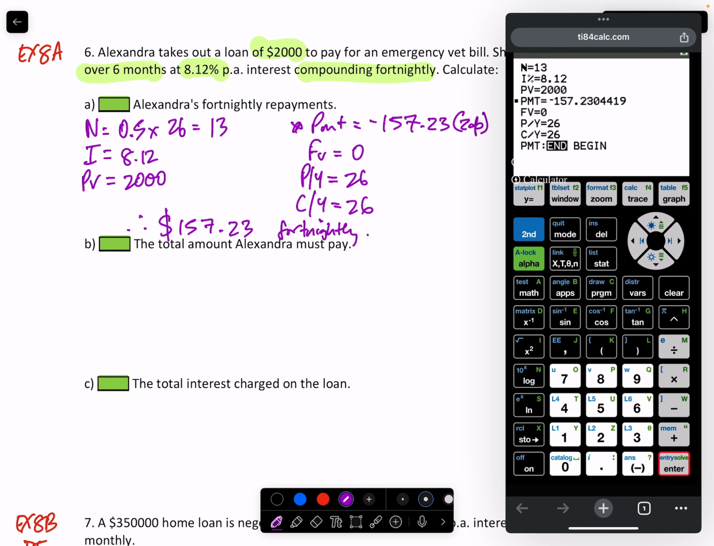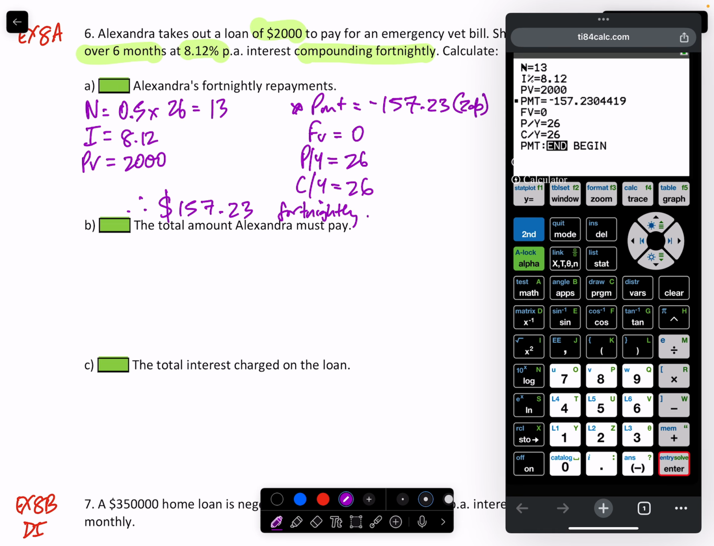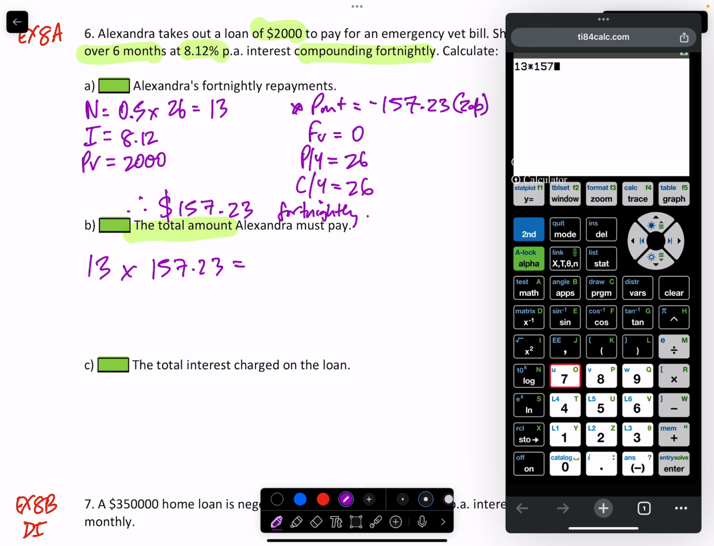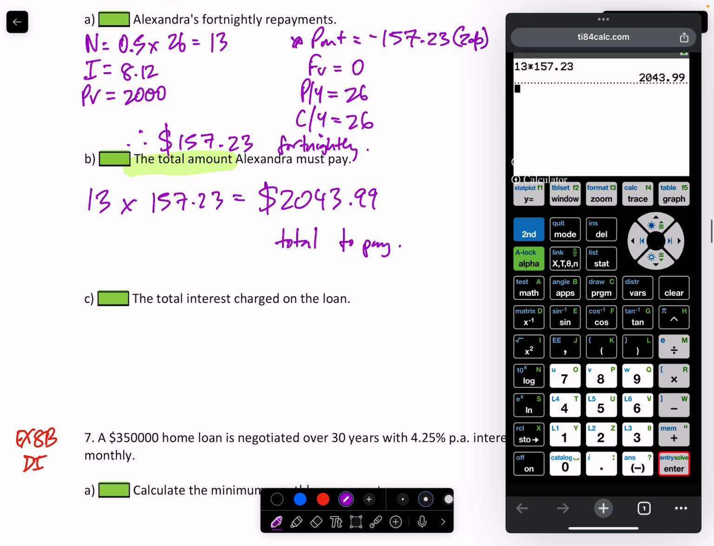The total amount Alexandra must pay. So it's not asking how much interest she's going to pay. It's just asking how much she pays in total, which we can see on the TVM solver is 13 payments of $157.23. That comes to $2,043.99. Total to pay.